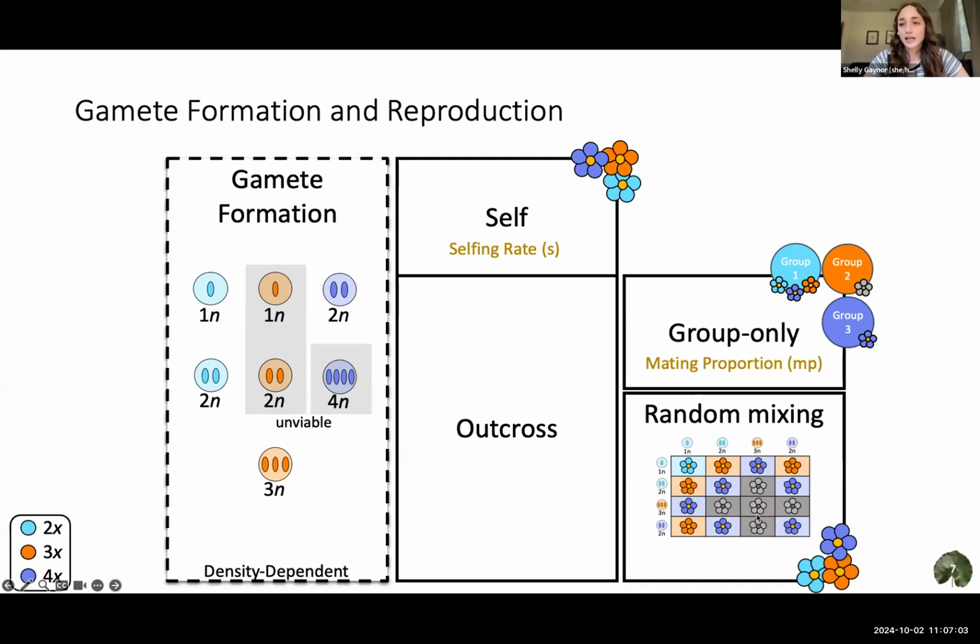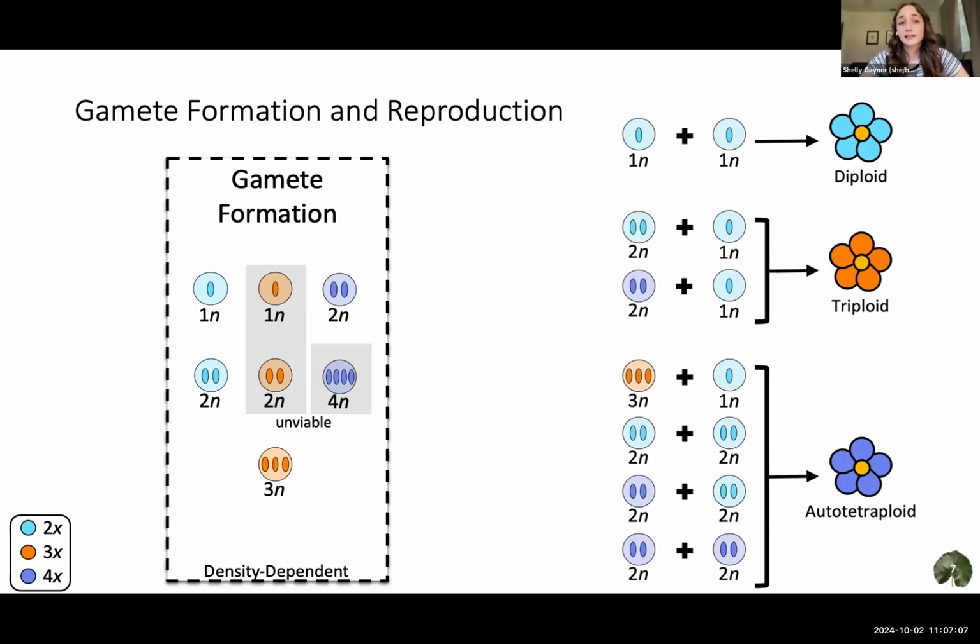What's really important to highlight with our reproductive function is the fact that diploids can only be produced by diploid gametes, but triploids can be produced by diploid or autotetraploid gametes, and autotetraploids can be produced by diploid, triploid, or autotetraploid gametes, and this is unique to our model.